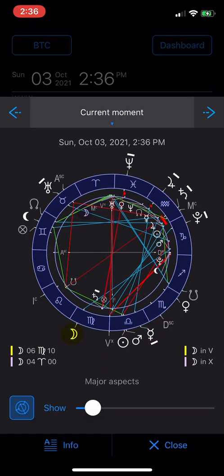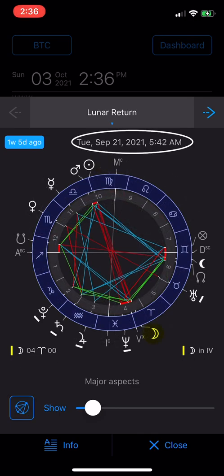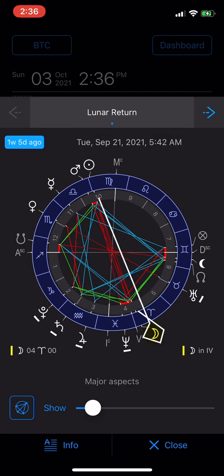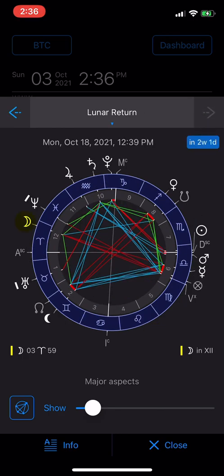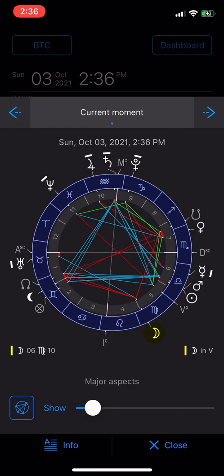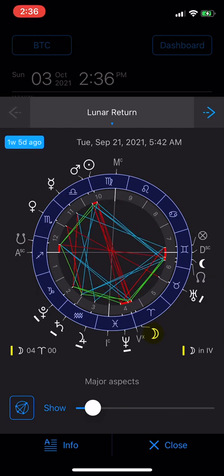we can look at this chart right here, and we're going to look at the last lunar return, which was on September 21st. I believe that was a full moon, because the moon was opposing the sun. So since the last lunar return was a full moon and the sun happened to be opposing, Bitcoin will have a lot of shine during this transit up until October 18th. We're definitely going to see a shine, at least for this time period, especially accumulating up to that date of October 18th.